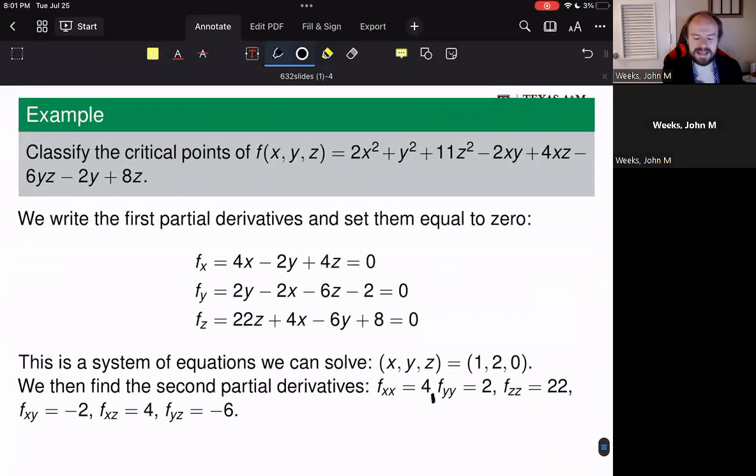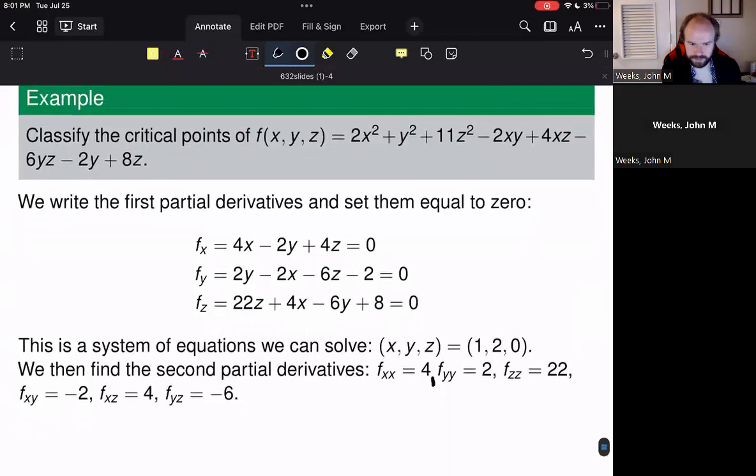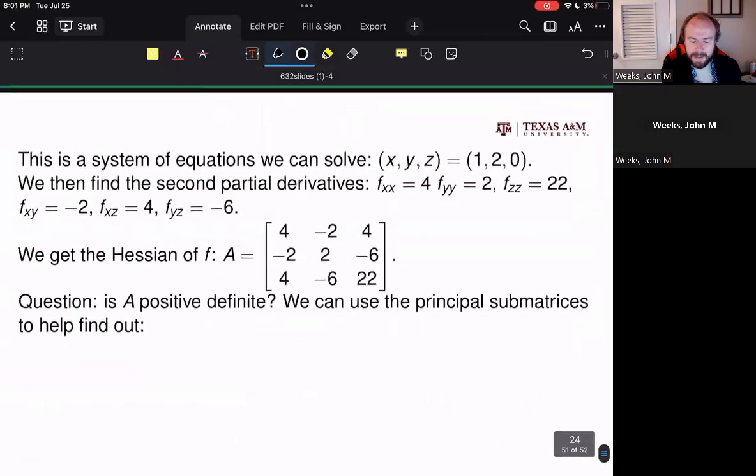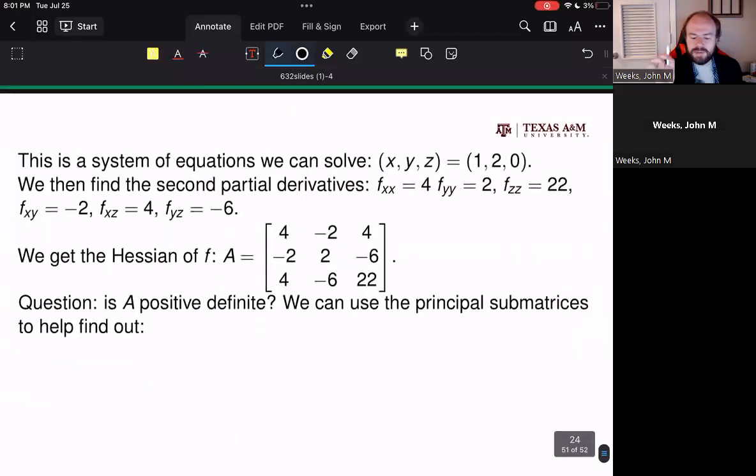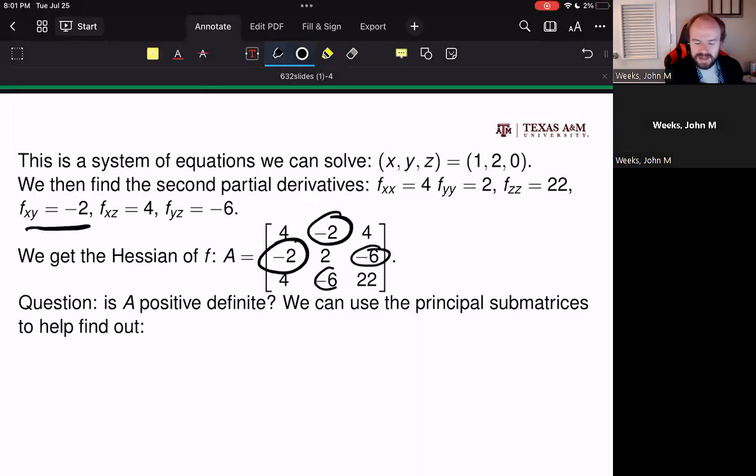I'm going to get these values, derivatives of 4, 2, 22, -2, 4, -6, all written in these sorts of forms. And then if I go back to that formula on that previous slide that I had for how I plug everything in for the Hessian, then this is the formula that I get. I get 4, -2, 4, -2, 2, -6, 4, -6, and 22. Notice that I had to repeat some values. I had to repeat values for f sub xy, for example, because that's also f sub yx. -6 and -6, 4 and 4. All of these are repeated values. Notice that this makes the matrix symmetric.